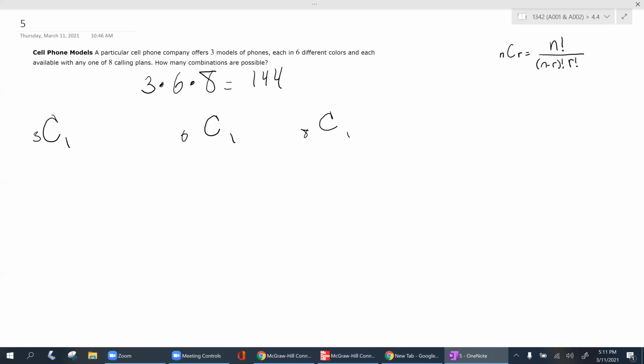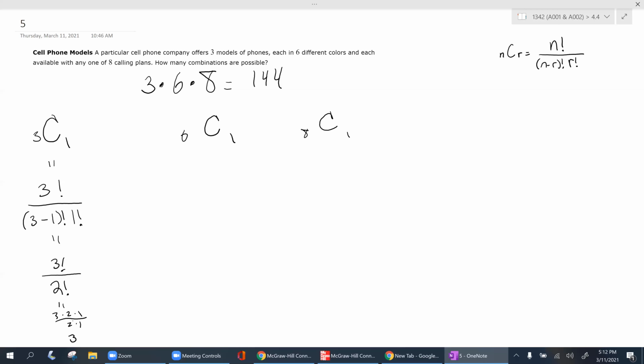Let's go for the first one and plug that in. This gives me 3 factorial over 3 minus 1 factorial times 1 factorial. This gives me 3 factorial over 3 minus 1, which is 2 factorial, and 1 factorial is just 1, meaning this is just 3 times 2 times 1 over 2 times 1, meaning this is just 3.